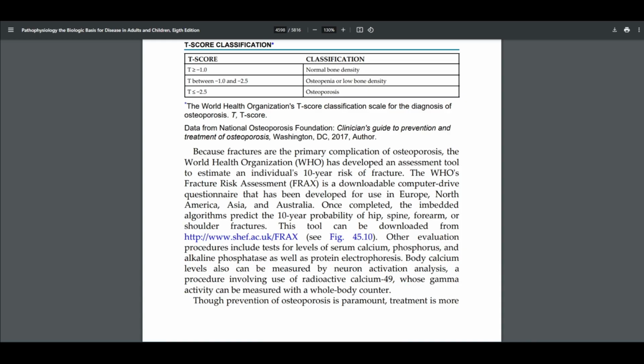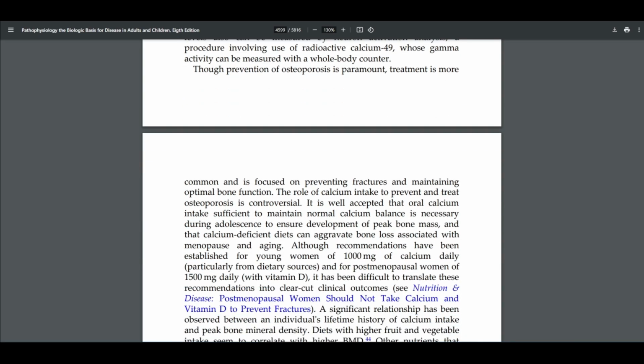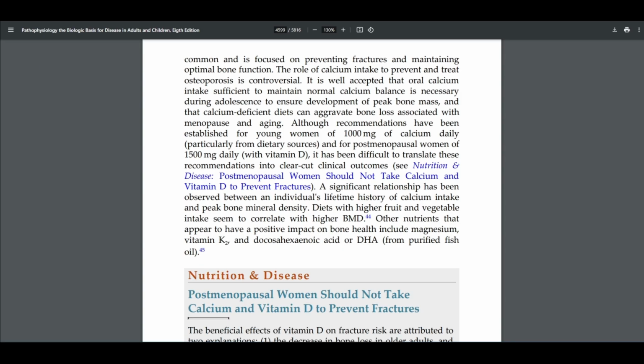Though prevention of osteoporosis is paramount, treatment is more common and is focused on preventing fractures and maintaining optimal bone function. The role of calcium intake to prevent and treat osteoporosis is controversial. It is well accepted that oral calcium intake sufficient to maintain normal calcium balance is necessary during adolescence to ensure development of peak bone mass, and that calcium deficient diets can aggravate bone loss associated with menopause and aging.